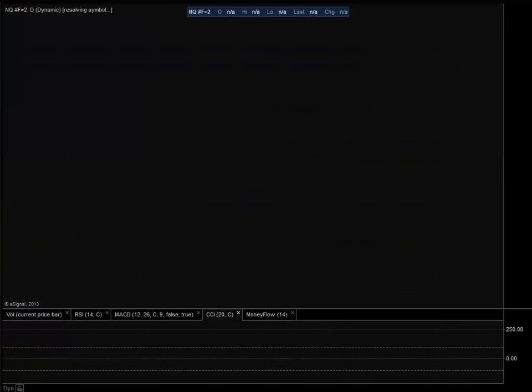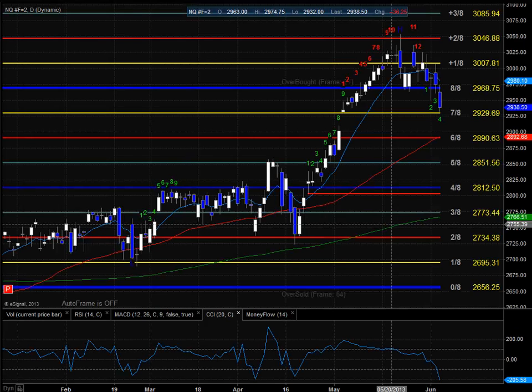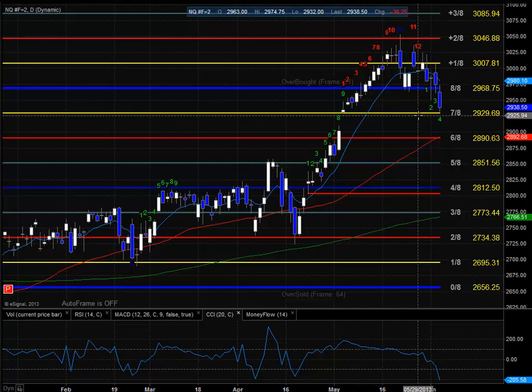On the NASDAQ side, NASDAQ was actually a little bit strong relative to the broad market. The broad market was down about 1.4%. The NQs were only down about 1.2%. So for sure the NQs were stronger on a relative price basis. NQs pretty much did what the broad market did, using this breakaway gap window here for support. We touched the 7/8 level at 2929, but held there so far.